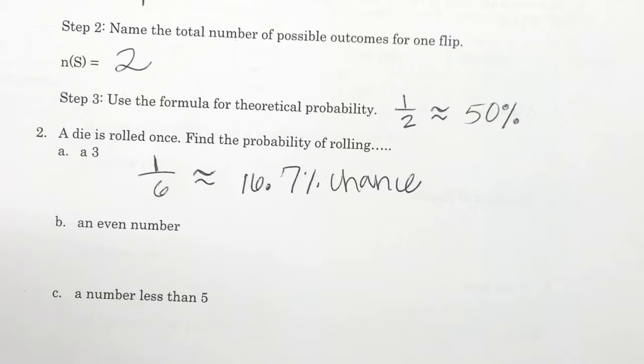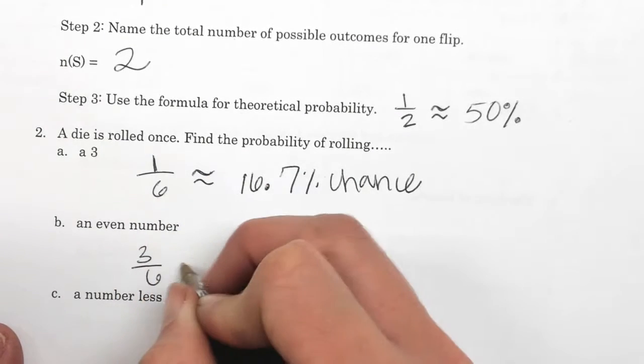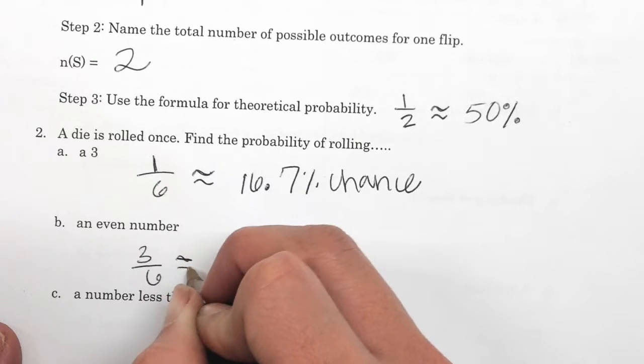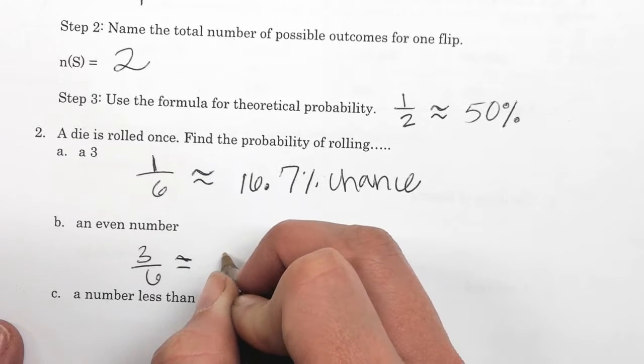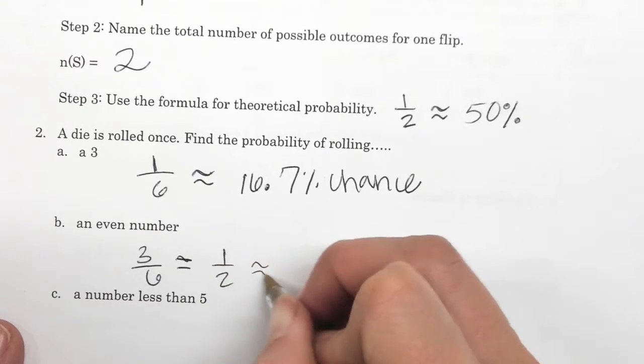Alright, what about an even number? How many even numbers are there on a die? 3. Good, there's 2, 4, and 6, right? So that's 3 out of what? 6. So let's go ahead and simplify that to what? 1/2, good, and that's 50%. Very good.